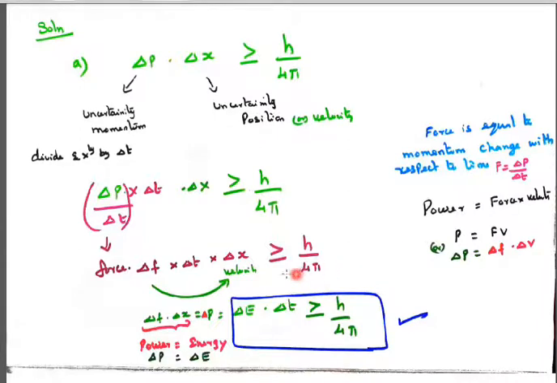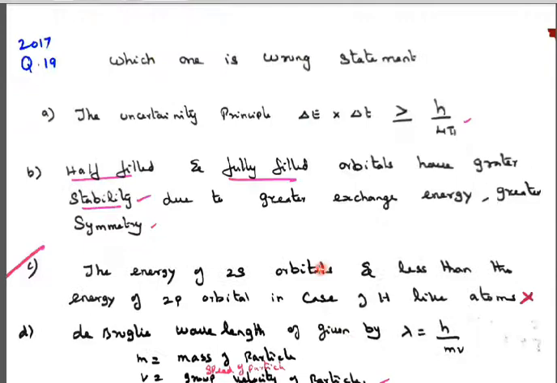Already I said power is equal to force into velocity. So f into delta x we can consider as power, that is equal to delta p. Delta p we can also consider as delta E. So delta E into delta t is greater than or equal to h by 4 pi. So the first option is the correct option.